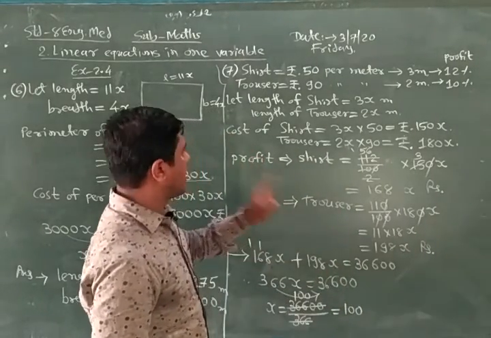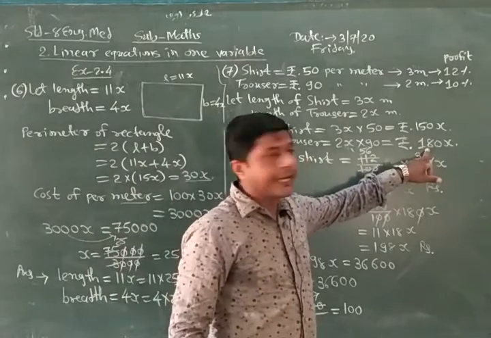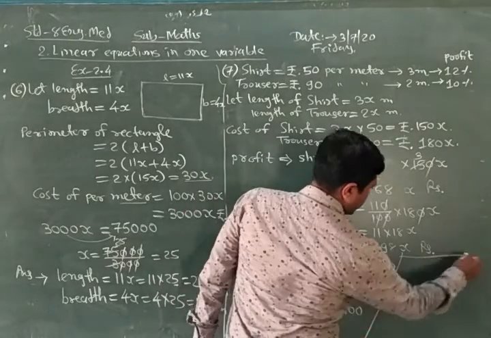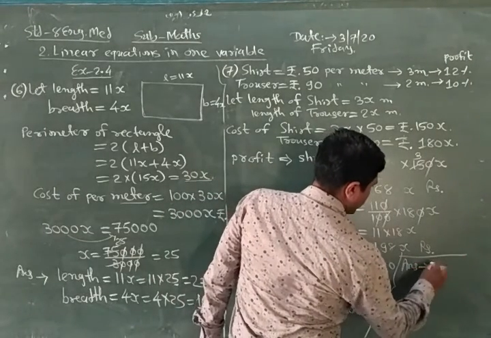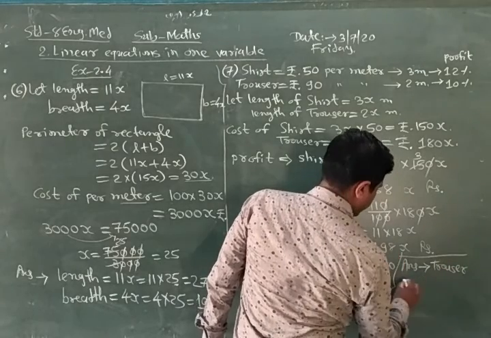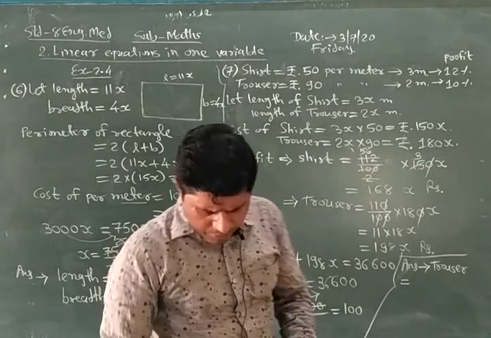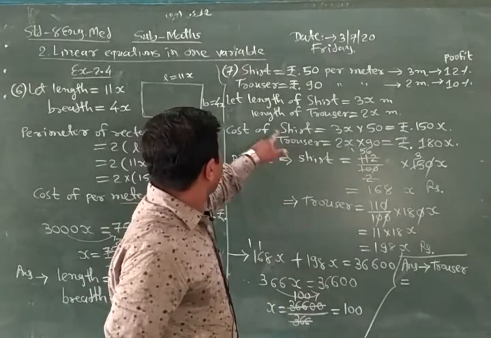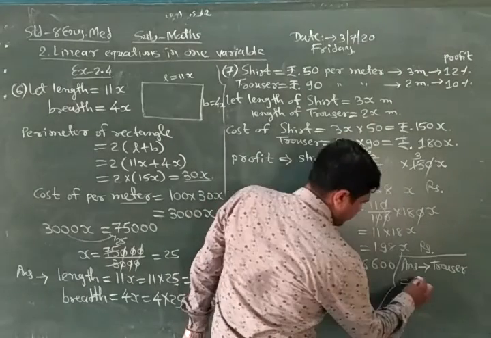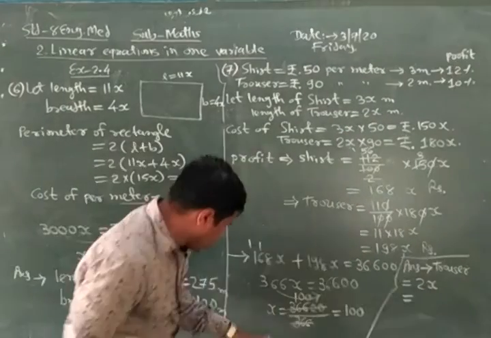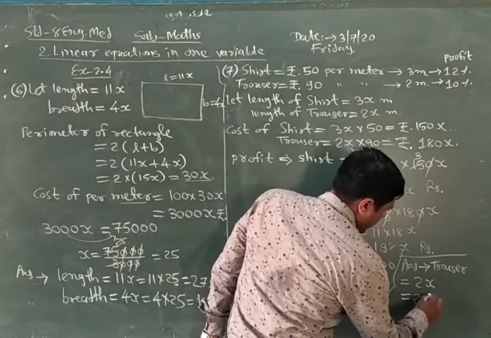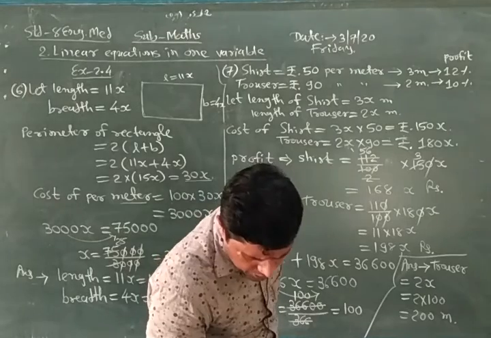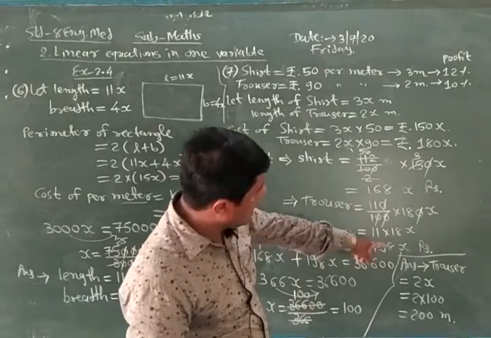Only for the trouser material. Here the trouser material is given, 180x, so only for that. Answer: the trouser value, what we taken, only for multiply. The length of the trouser is given as 2x. So 2x value 100, 2 into 100, so 200 meter. Because we find not the cost but the length of the material he buys. So the length is 200. Okay.